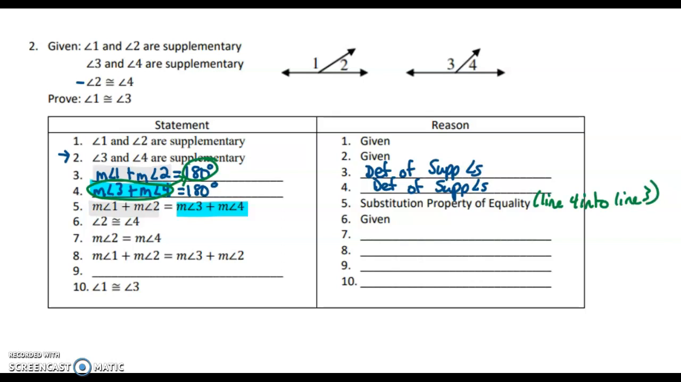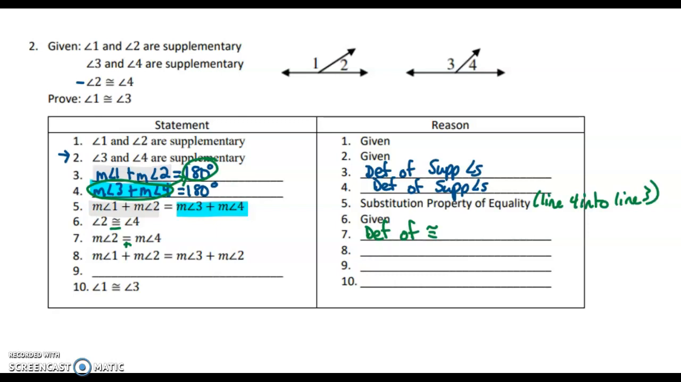Okay, here's their given. So they're just using up their given. They could have used it at the beginning, but I think they were thinking, hey, I'll use the givens and do things with them until I get stuck, and then I'll use the third given. So angle 2 congruent to angle 4 is given. Now on line 7, they say the measure of angle 2 equals the measure of angle 4. All they did was take line 6 and change it from congruent to equals. Changing something from congruent to equals but changing nothing else is the definition of congruence. You could also put definition of congruent angles.